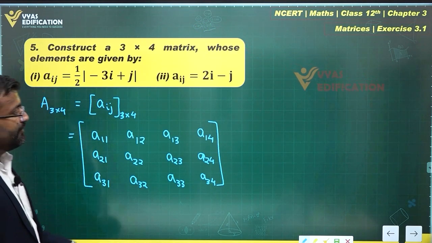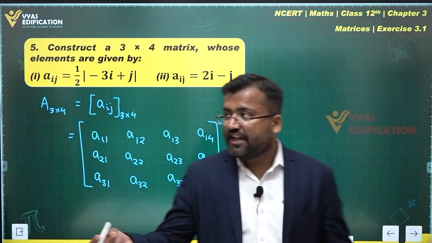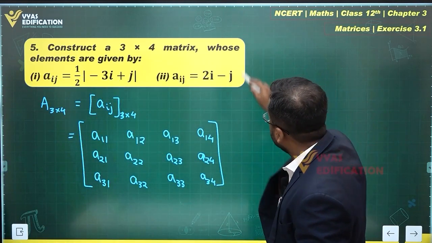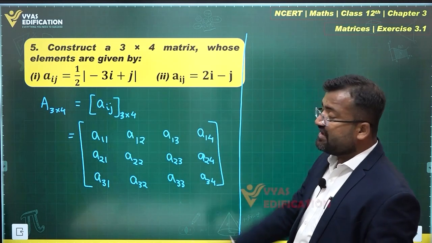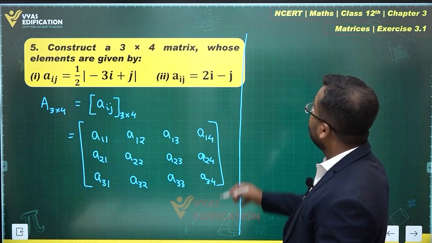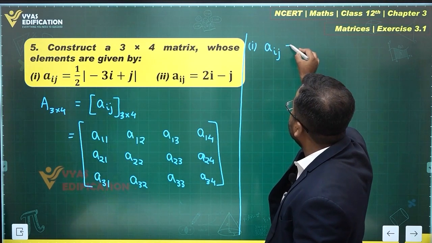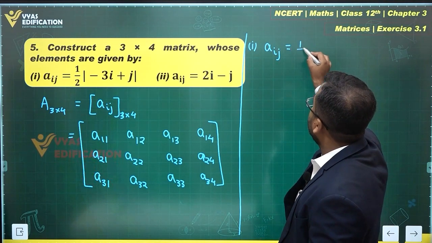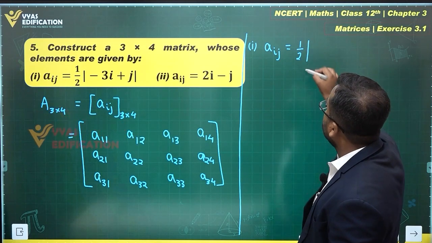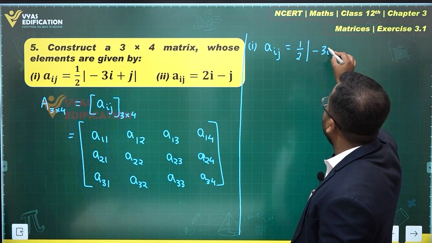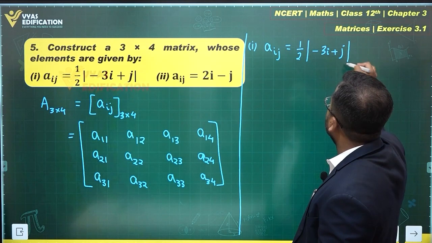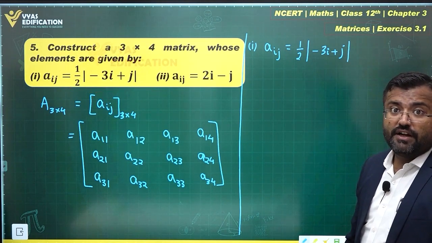What happens in case of the first part? Let's try to find each of these elements for finding the matrix as in the first part. So for the first part, what do I know? I know that Aij is equal to half times the modulus of minus 3i plus j. This is what it is equal to, right?